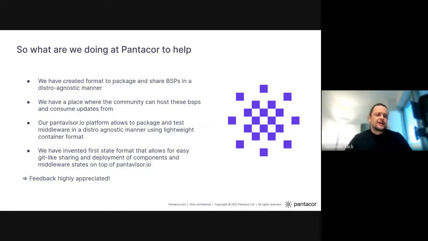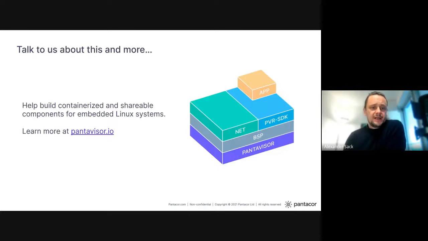And you can then later reuse those middleware stacks in your distribution context without having them initially being biased in one way or another. For all of that, we have invented a state format that allows you to easily share those bits and pieces, like middleware applications and BSPs, over the wire. And I think it could be very useful for achieving what I was talking about here. But if not, that's also fine. Let's talk about it, and if you're interested, let's improve it.